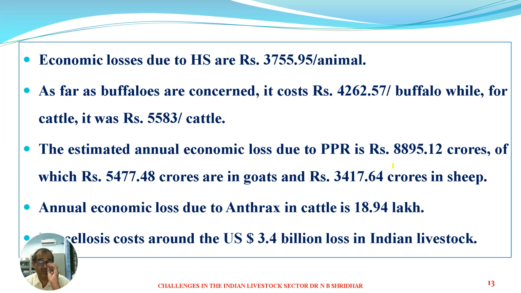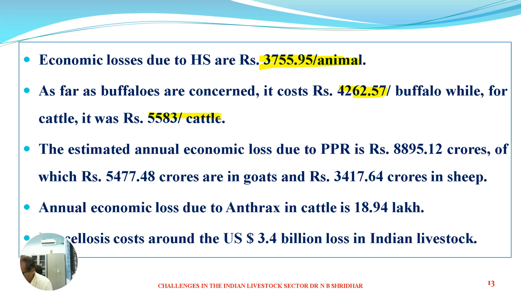The economic loss due to hemorrhagic septicemia, which is affecting the buffalo, is about 3,755 per animal, and if you calculate for the total cattle population, then it is very high. As far as buffaloes are concerned, it costs about rupees 4,262.57 per buffalo. Then for cattle, it is 5,585 per cattle. These are some of the estimated losses due to livestock diseases like hemorrhagic septicemia. We are all worried about such disease patterns, and we also need to think about the prevention and control of many such diseases present in the livestock industry.